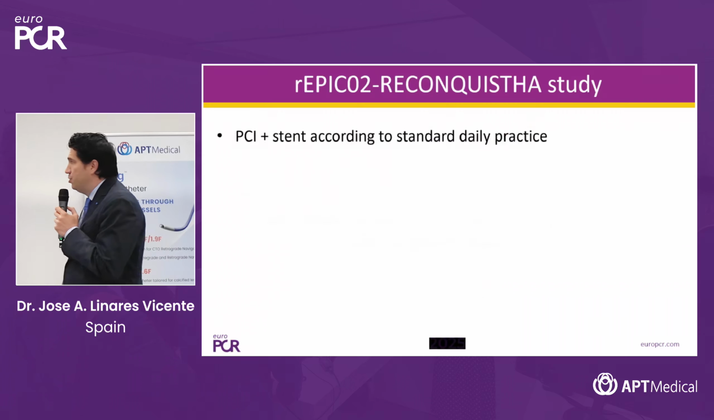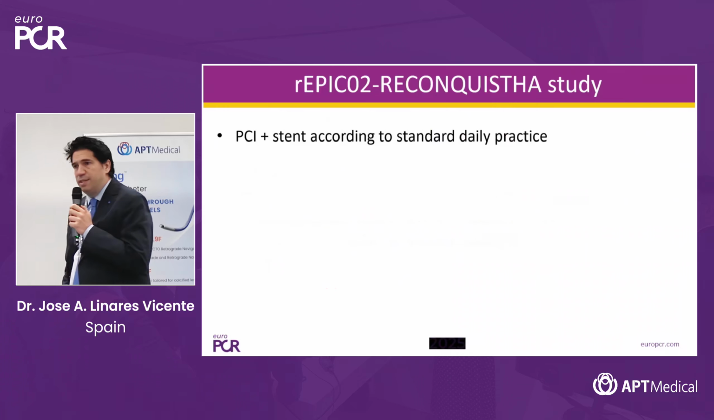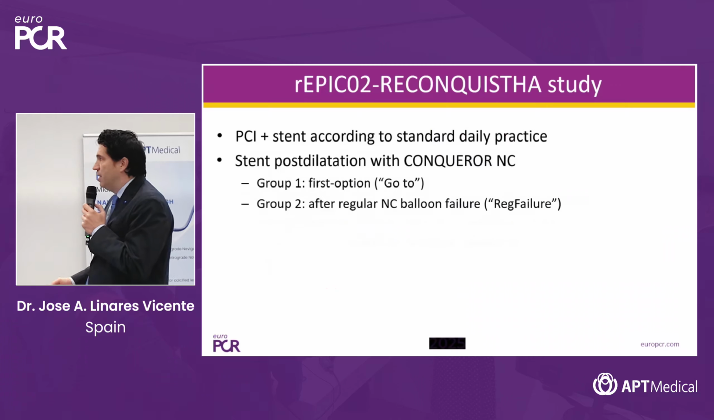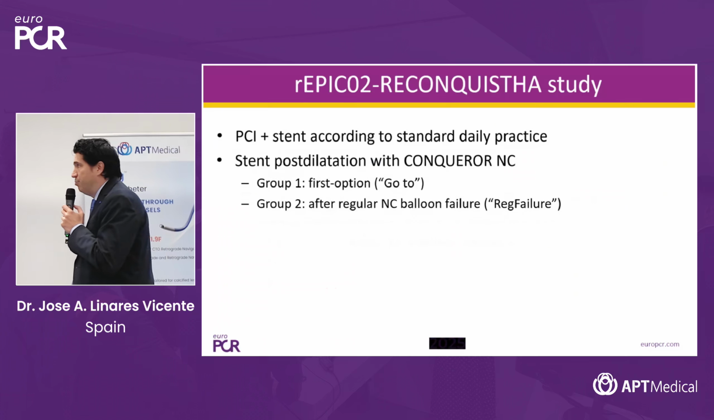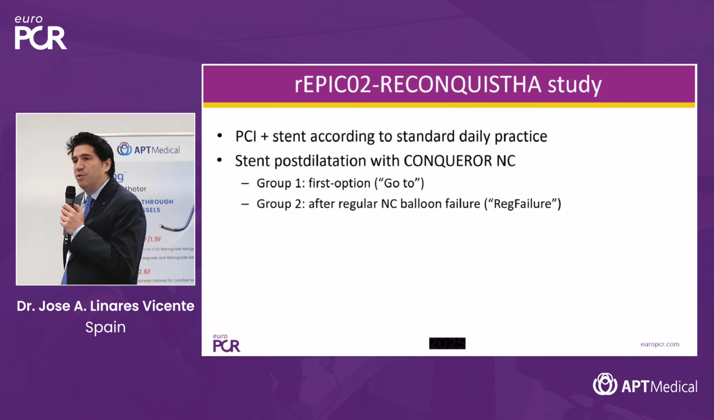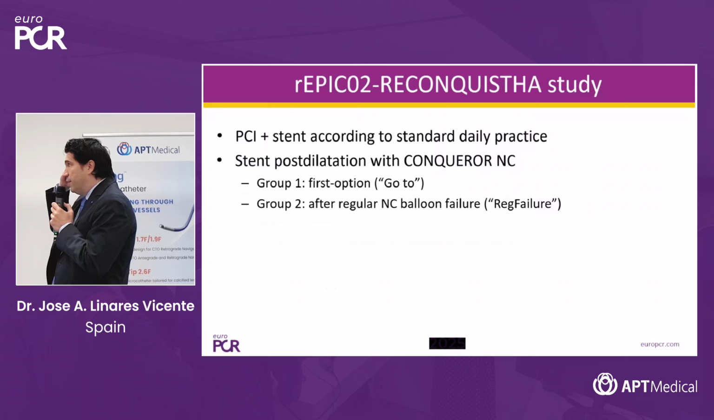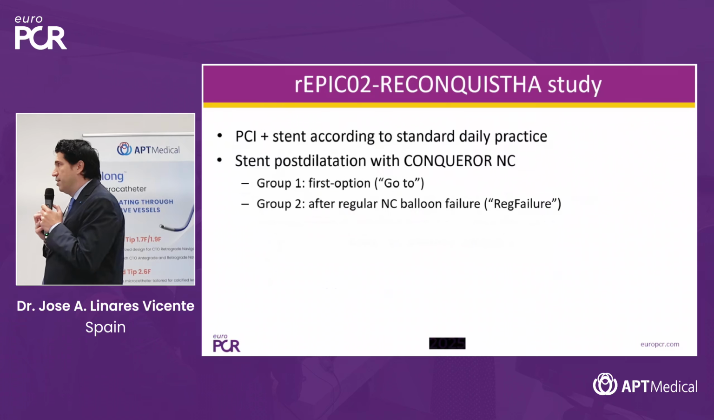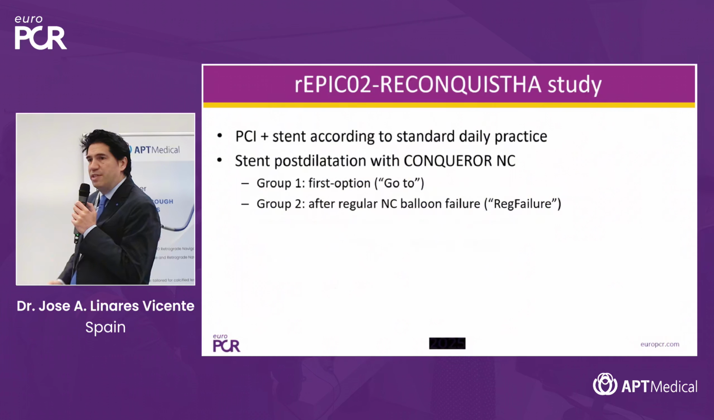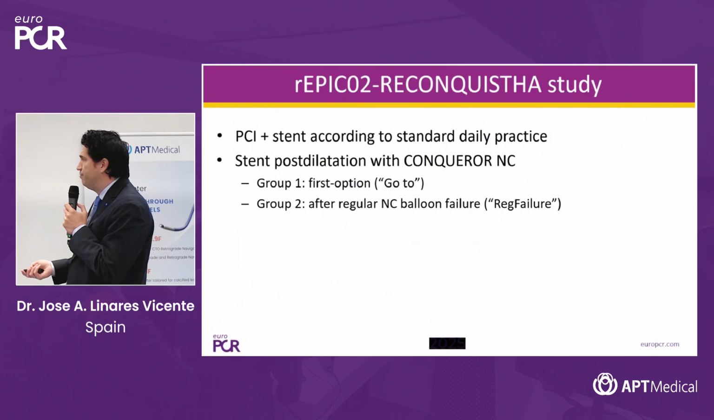Well, operators should implant the stent according to standard daily practice. Operators were encouraged to include complex lesions, and then they should perform stent post-dilatation with a CONQUEROR NC spherical tip balloon. There were two groups. In the first group, the CONQUEROR was used electively as first option, and in the second group, the CONQUEROR was used after the failure of a tapered tip balloon. The group was named REC failure.